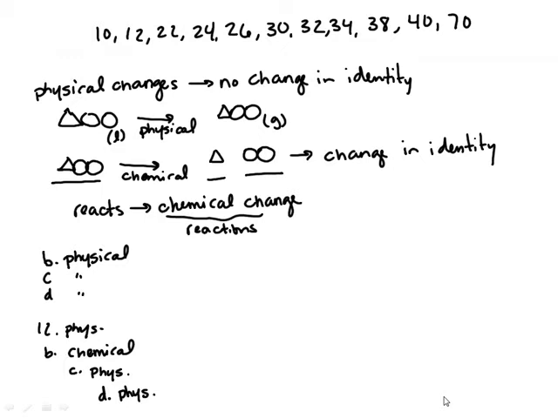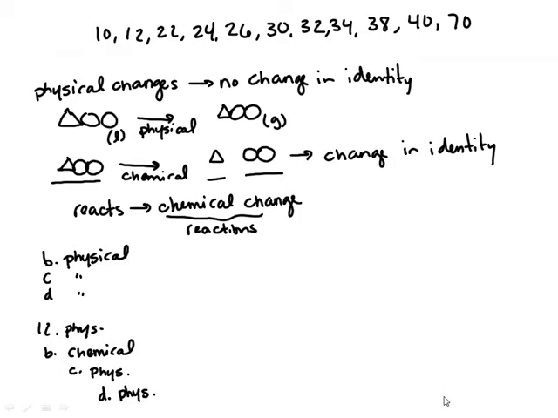Now, let's look at 22. 22 says classify each of the following as a physical property, a physical change, a chemical property, or a chemical change. So now we're getting into the idea of, are we measuring a property of something, or is something occurring?